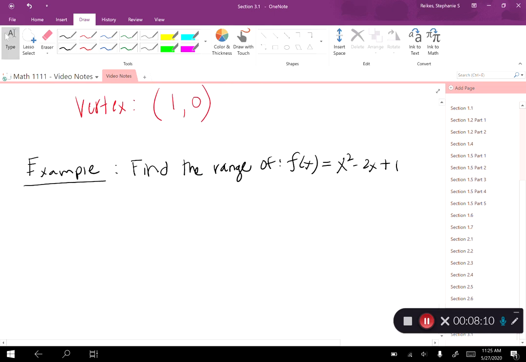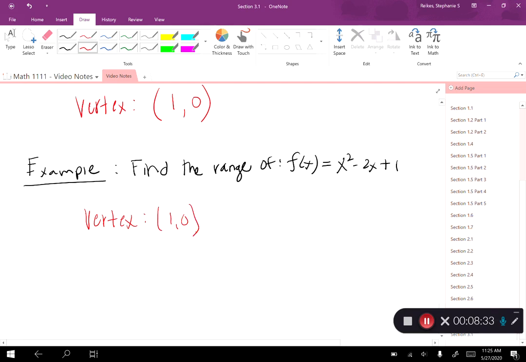Next, a continuation with that same function. Let's find the range of f of x equals x squared minus 2x plus 1. Alright, it can help to draw. We don't necessarily have to draw it all out, but we do need to know the vertex. So we just found it in the previous example. Our vertex is 1, 0.